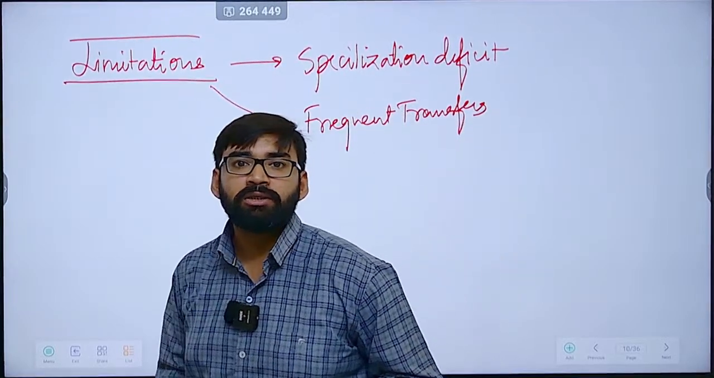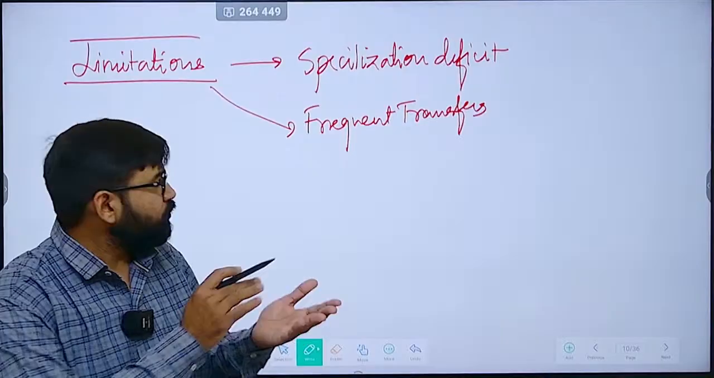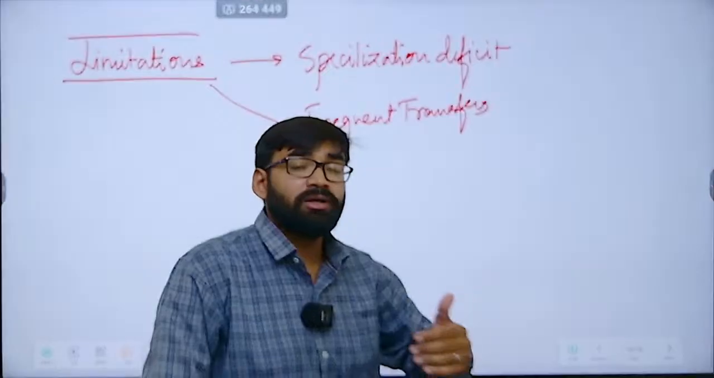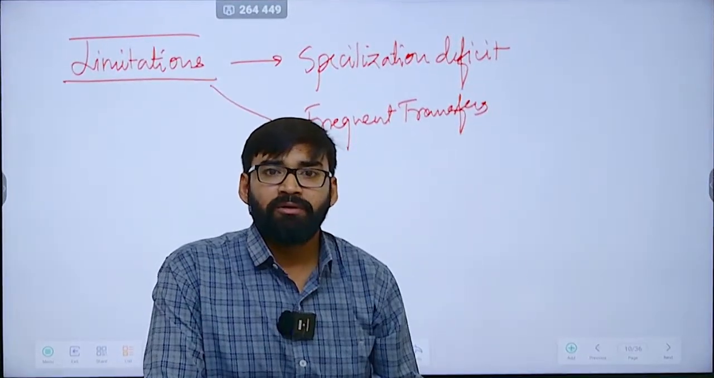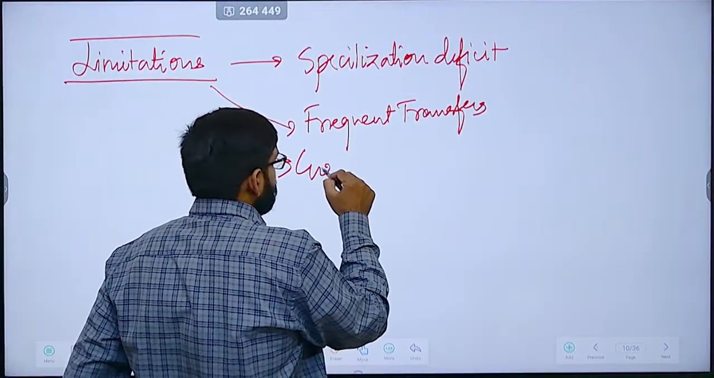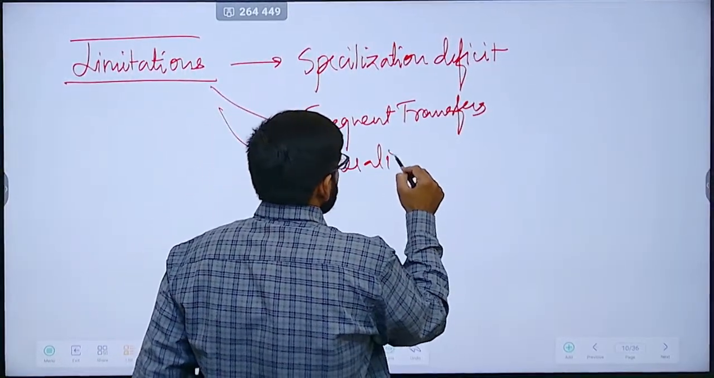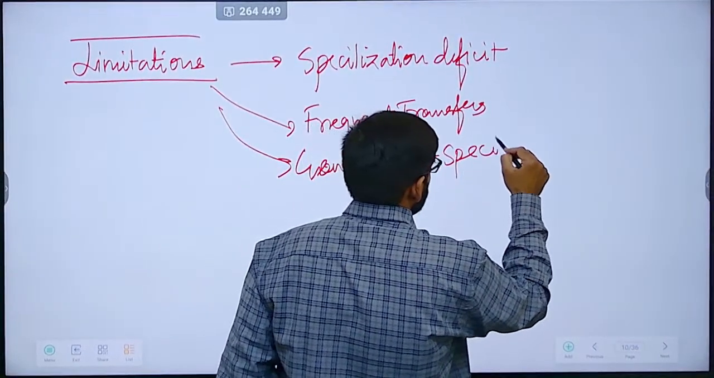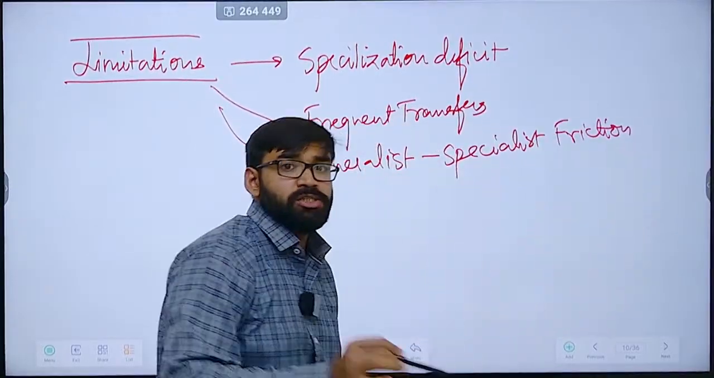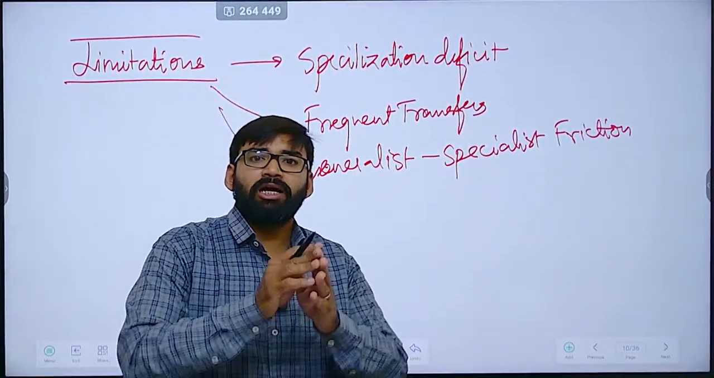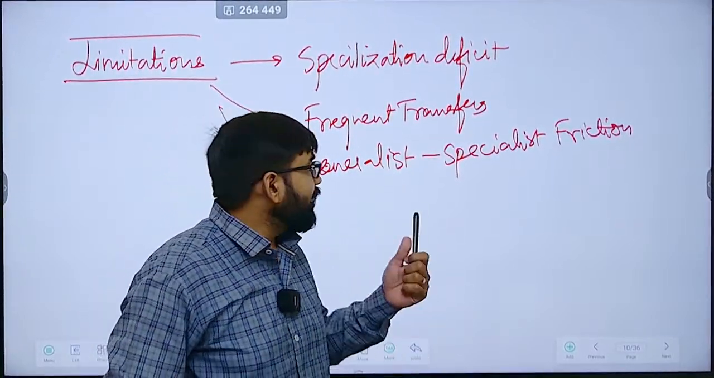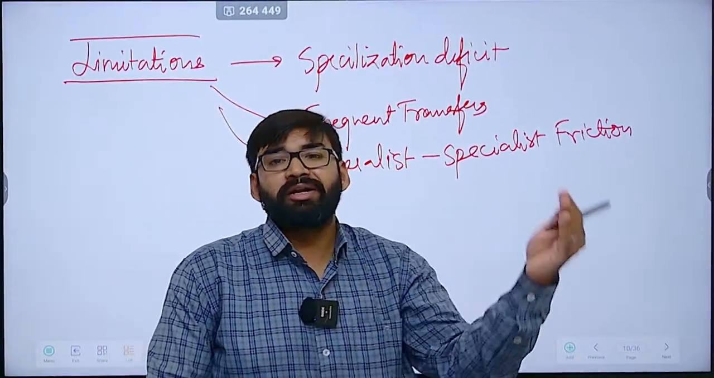Frequent transfers, like short tenure. What happens with short tenure? It actually weakens institutional memory, and policy continuity will not be there. Fine. Then you can mention generalist-specialist friction. Technical professionals have very limited influence over decision making. Clear?